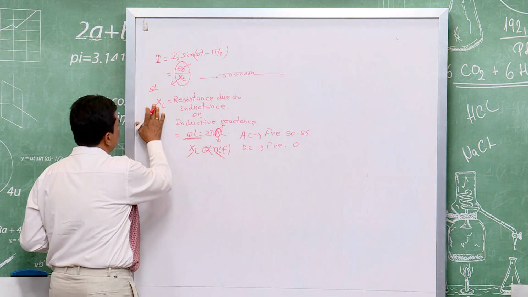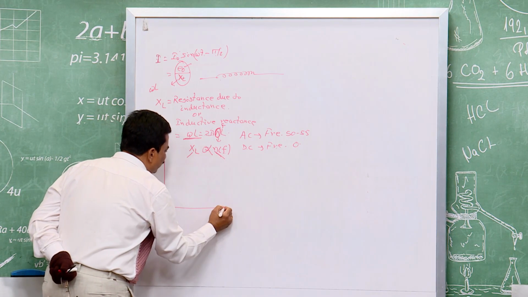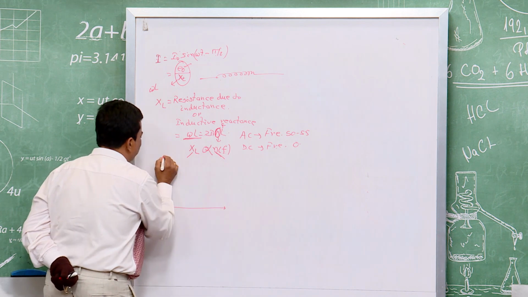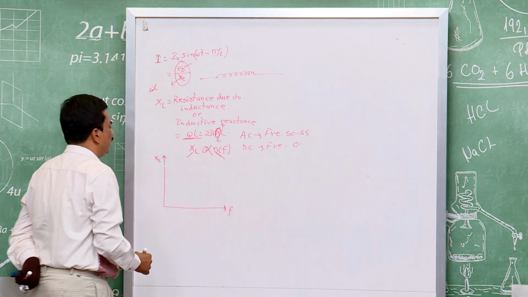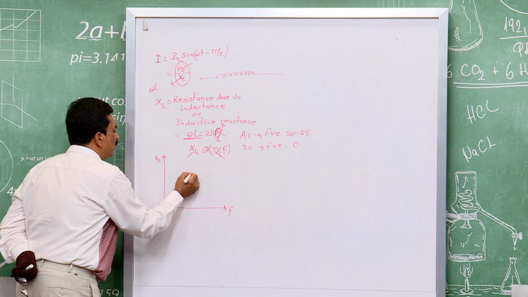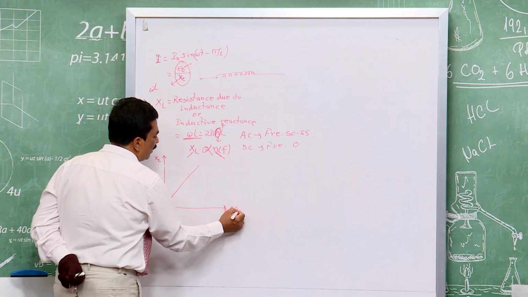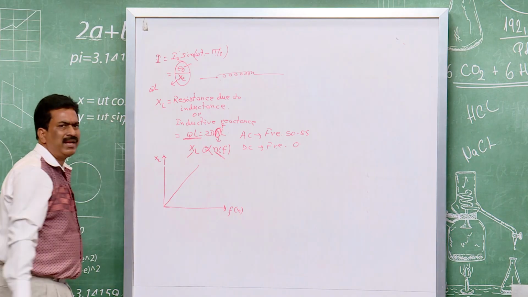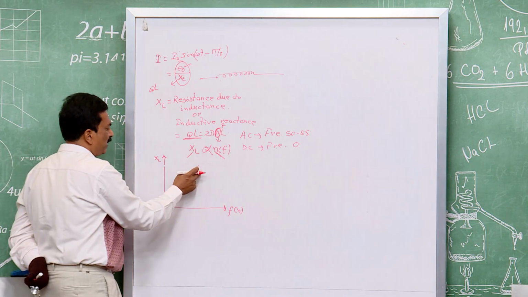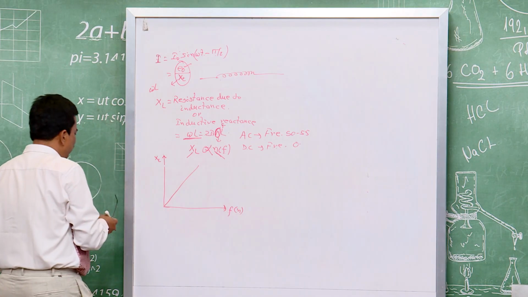So this is XL, and if you plot a graphical representation of it, taking XL here and the frequency here, then the graph will be a straight line, because as the frequency, n or f, increases, likewise the inductive reactance increases. So this is the graphical form. And what will happen for the capacitance part, we will discuss now.